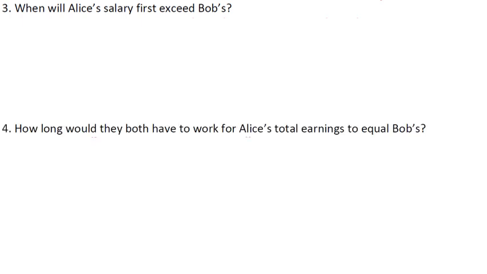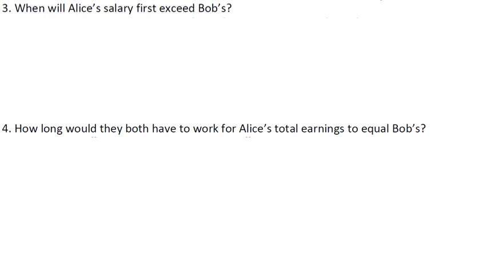But this is the really important question, or almost the most important question. When will her salary first exceed his? And then the real kicker, how long would they both have to work for Alice's total earnings to equal Bob's? It's not enough for her just to work long enough to finally be being paid the same this year, but how long until the total amount she's been paid matches the total amount he's been paid?